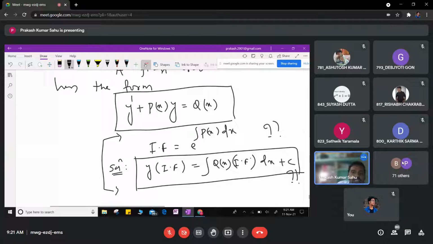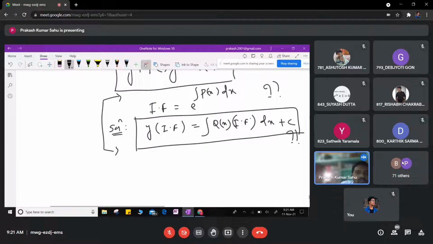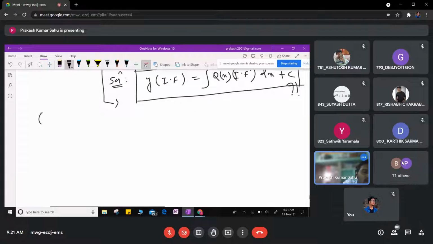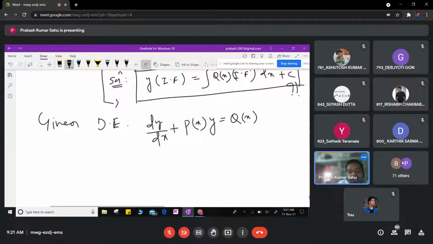Okay, now let us see. Let us answer this question. Suppose y dash plus px y is equal to qx. I am writing the given differential equation: dy by dx, or y dash, plus px into y is equal to qx. This is your differential equation. Now we have to show this is not exact, so let us check whether this is exact or not.